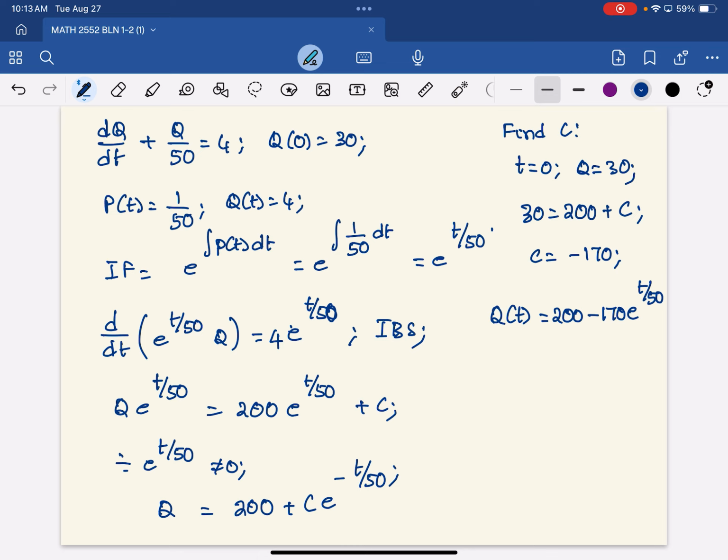Okay. Just a question. When you said divide by e to the t over 50, why did you set it not equal to 0? Because division by 0 is undefined, so I'm just making sure that my division is appropriate. See, when you say divide by, we only learn dividing by numbers, never by functions. I mean, very rarely. Whenever, like in the quotient rule, when you took the derivative of a quotient, you always made sure that the denominator is never 0. So that's the same logic.